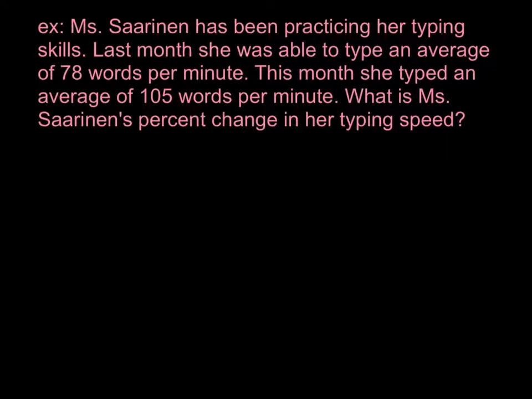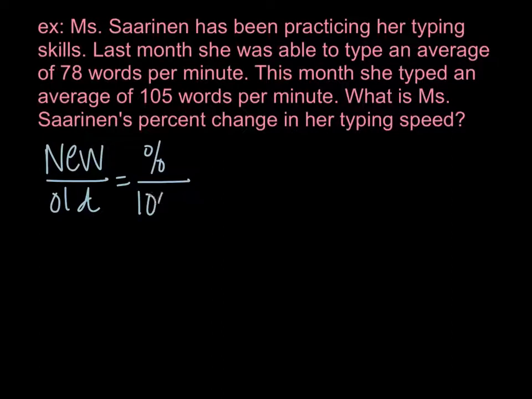Okay, so when I look at this problem, I am going to think about this idea that there was an old amount and there's a new amount. And so I'm going to use this idea of new over old is equal to percent out of 100. And I don't know the percent, so I can already start to set this up with x over 100%. All right. And if I use this new ratio in my proportion setup, new compared to old, I'm going to go back and reread.